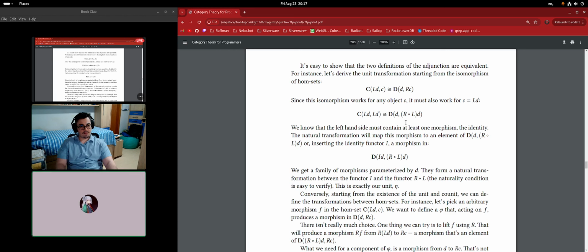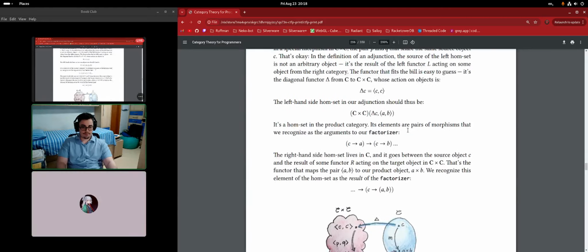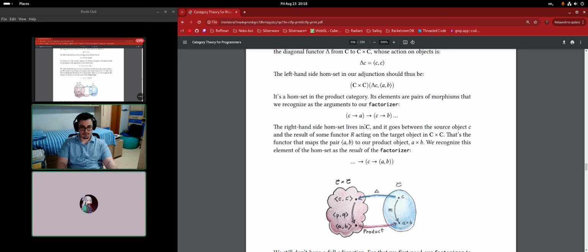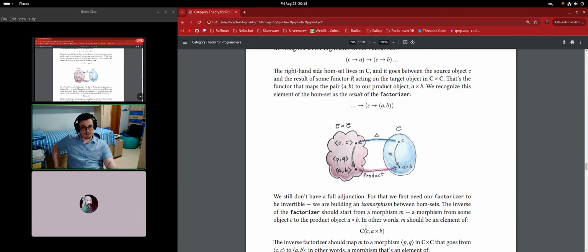because D is not the source category, right? This is the target category object, correct? Yeah, D is the target. But in our case, C is going to be the target because it's the right hand side. And it goes between the object C and the result of some functor acting. Yeah, I don't follow this at all. But it is down here though.